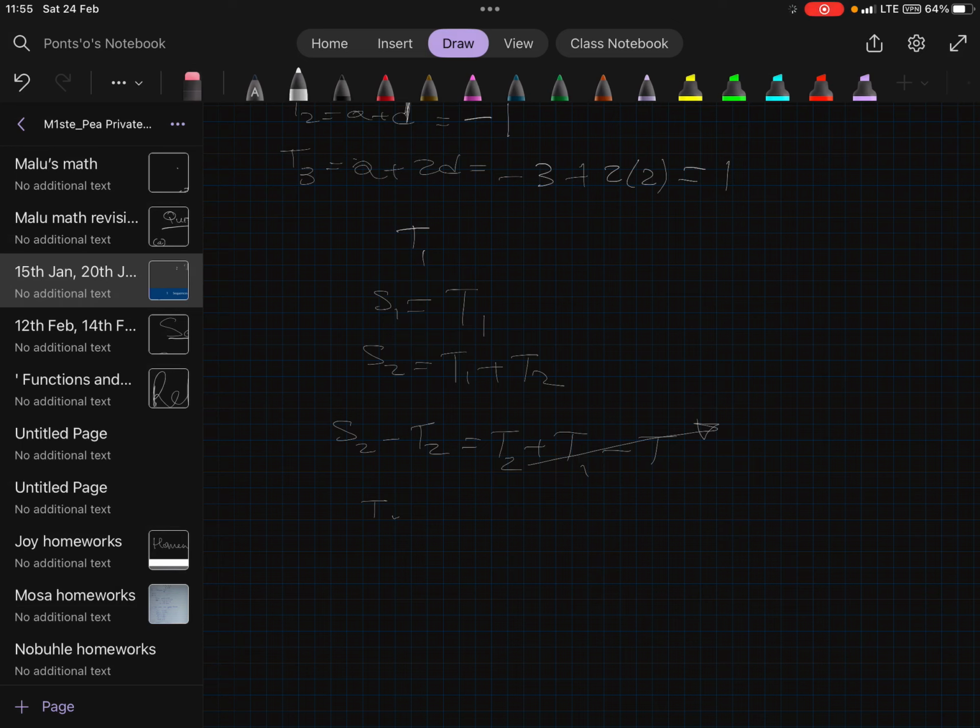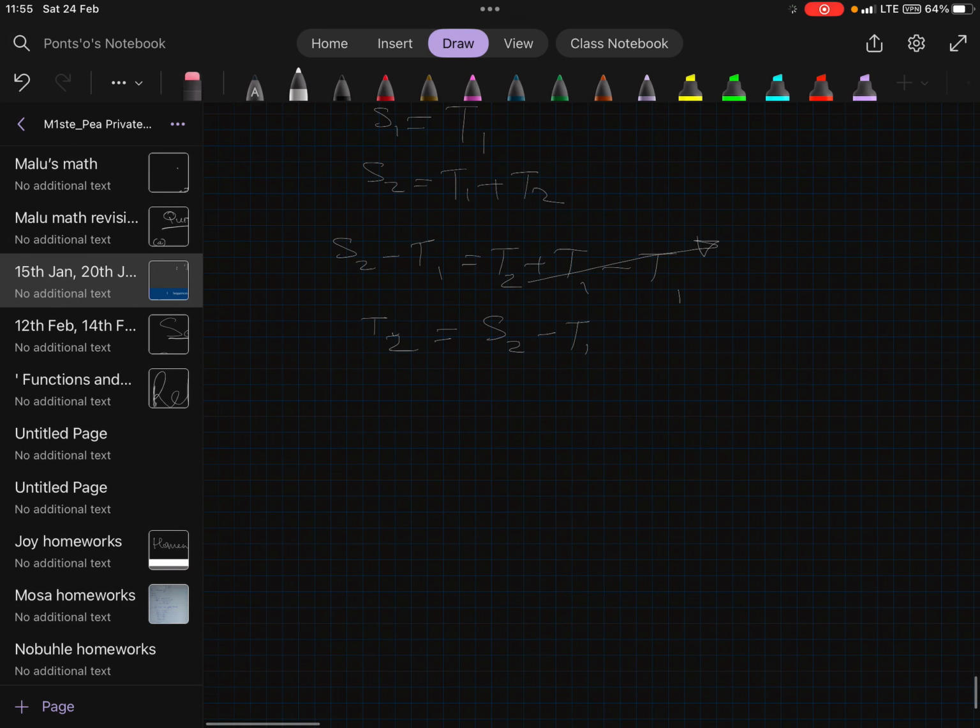That's 2, 1, 1. Then that's another one there. So T2 would be the sum of the first two terms minus the first term. And we could also determine the third and the fourth terms in the series with regards to the sum to the third and the second term.